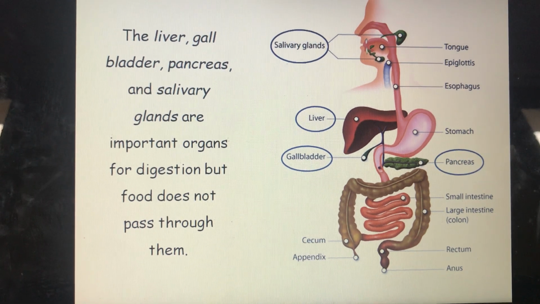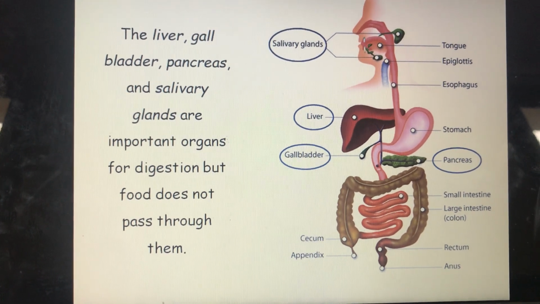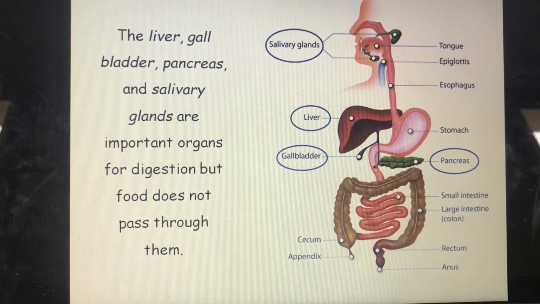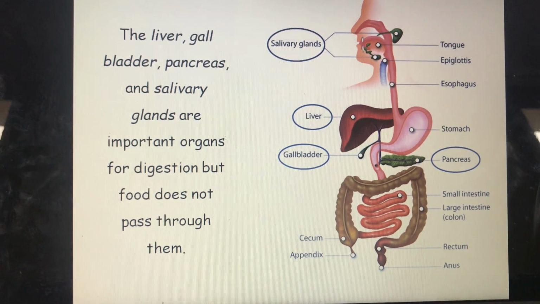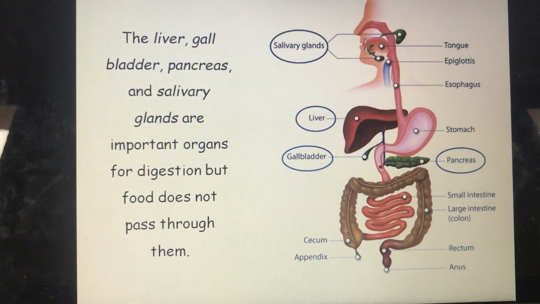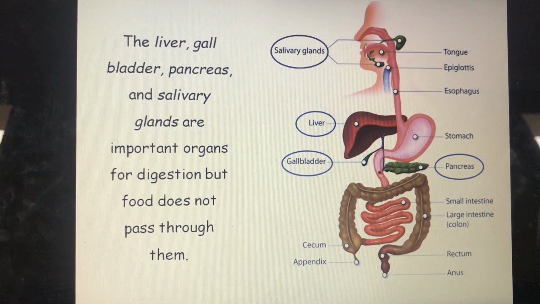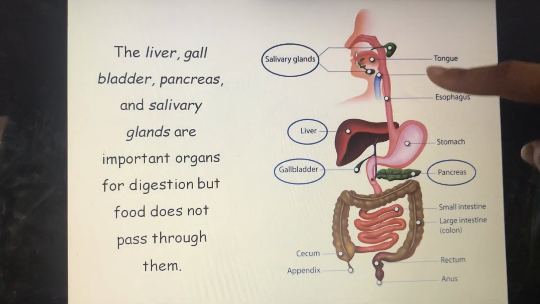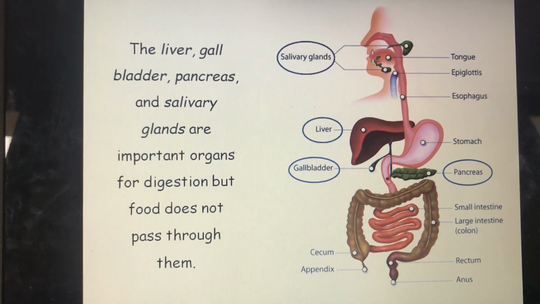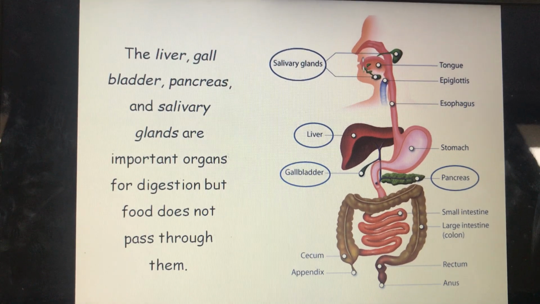Now I'm gonna continue with the accessory glands that are found in your digestive system. Of course, they are glands, accessory glands. It means food does not pass in it. We have the liver, the gallbladder, the pancreas, and the salivary glands. As you can see, the salivary glands are found in the mouth. They secrete saliva. Saliva has enzyme to digest food chemically.